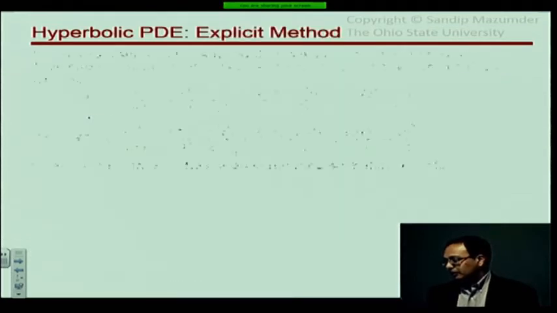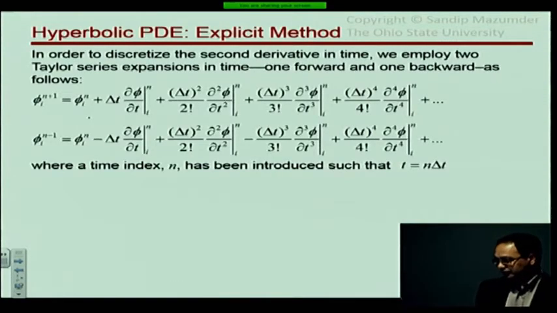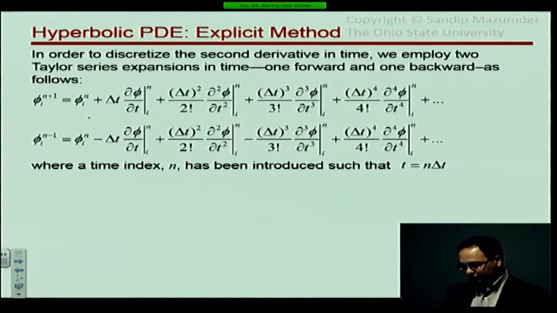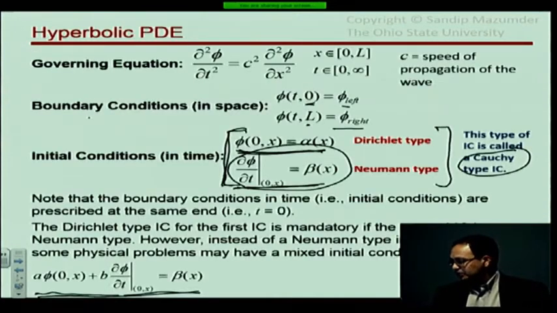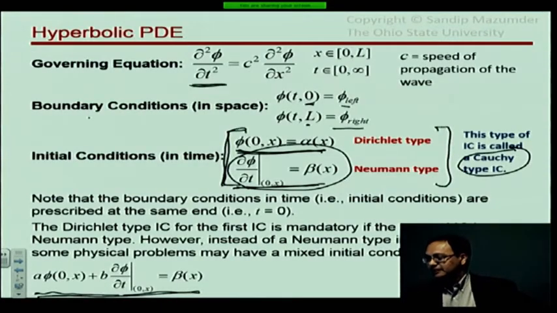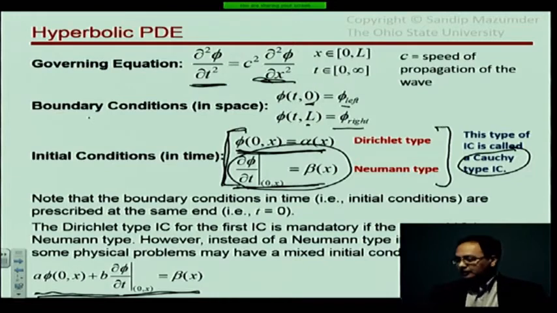All right. Now we want to solve that partial differential equation. We are going to start with our Taylor series expansions in time. Our objective is to discretize this term. This one we already know how to discretize; that's your standard central difference. We are looking at discretizing the second derivative in time. When we did parabolic equations, we discretized the first derivative in time. Now we have to do the second derivative in time.